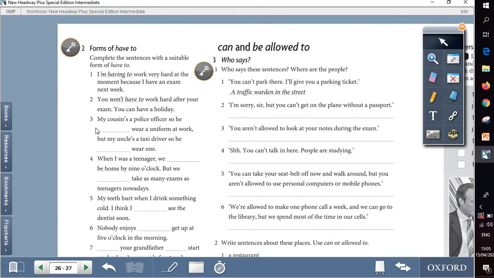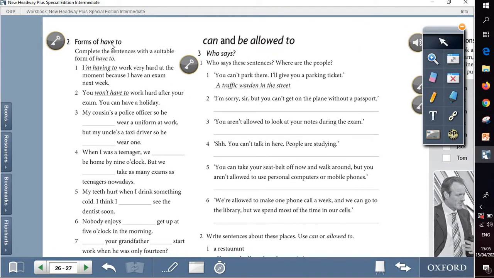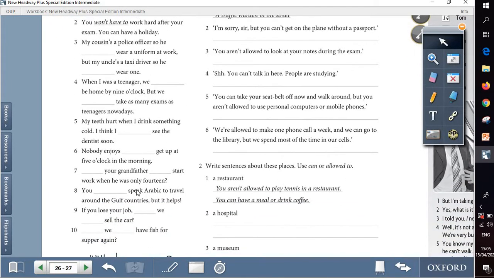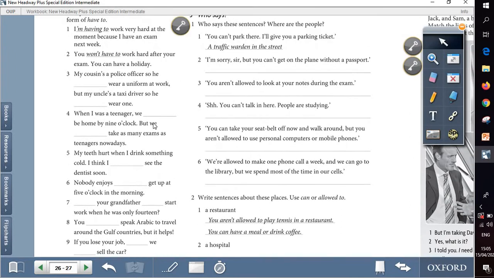Question 2 is about forms of have to, and of course, as we previously explained, have to is different from the other modal verbs in terms of forms. So complete the sentences with a suitable form of have to. We are going to focus on each word in the sentence to decide what form the modal verb have to should take. And here we have 10 examples.